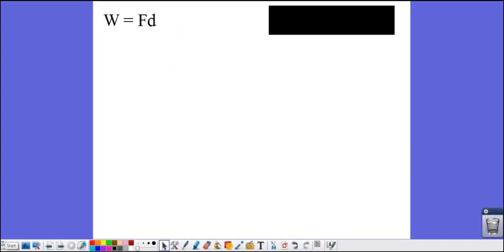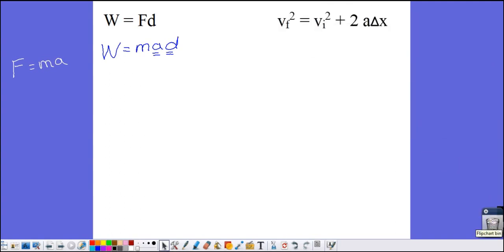You may notice that we've got force up here. Well, we have an equation for force: force is equal to mass times acceleration. So I'm going to substitute that in for the force. My new equation says work equals mass times acceleration times the distance traveled. These variables, you may recall, were in our kinematic equations. So the next thing we're going to do is look at this kinematic equation.